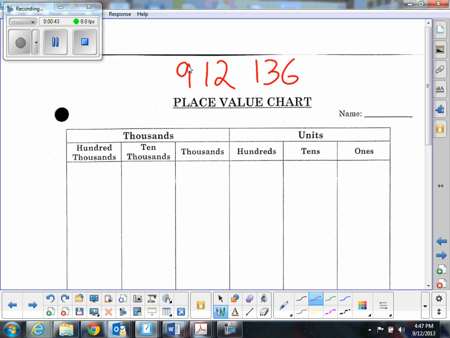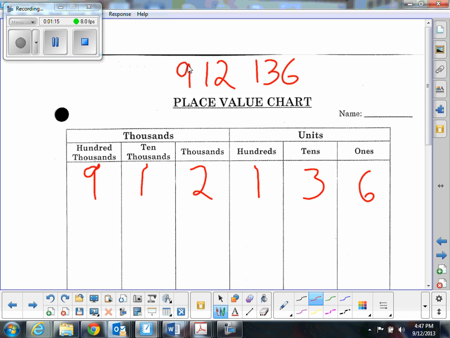So 6 is the first number, so it'll go in the first column. 3 is the second number in the second column. 1 is third to third. 2 is in the fourth column, fourth number. 1 is the fifth number, fifth column, and 9 is the sixth number in the sixth column. Now, if I look at this, I have 6 ones, 3 tens, 1 hundred, 2 thousands, 1 ten thousand, and 9 hundred thousands.